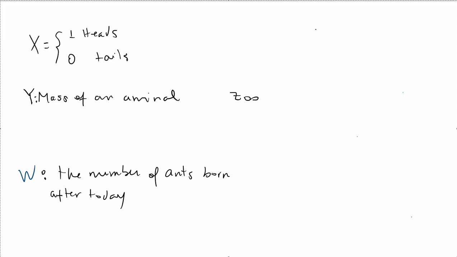Oh, this is important. You can call it x, y, w, whatever you want, but you cannot call it capital Z, okay? Random variables cannot use capital Z. Capital Z means something else. Capital Z is the standard distribution. We will see this, but you cannot assign variable Z to any kind of experiment, okay?